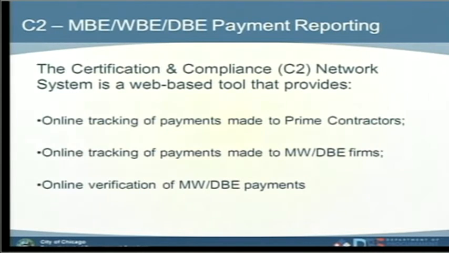System C2, M, W, and D payment reporting. The Certification and Compliance Network System is a web-based tool that provides three main duties. One is the online tracking of payments made to the prime by the city, the online tracking of the payments made to the M's, the W's, and the D's by the prime, and it's also verification of the payments that have been made. That's how our unit monitors compliance and how the prime is achieving those goals or working towards those goals.